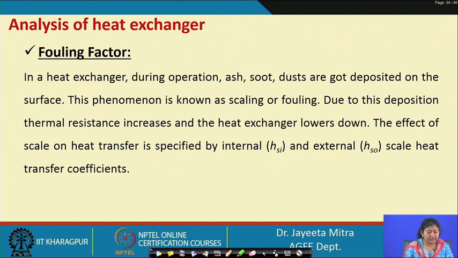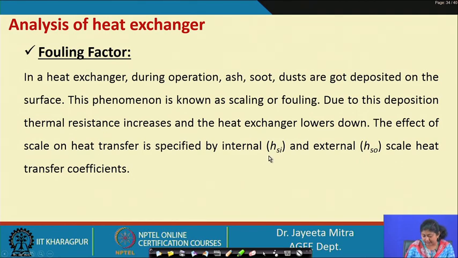Okay. So, in a heat exchanger during operation, ash, soot, and dust get deposited on the surface. This phenomenon is known as scaling or fouling. Due to this deposition, thermal resistance increases and the heat exchanger's performance lowers. The effect of scale on heat transfer is specified by the internal and external scale heat transfer coefficients.